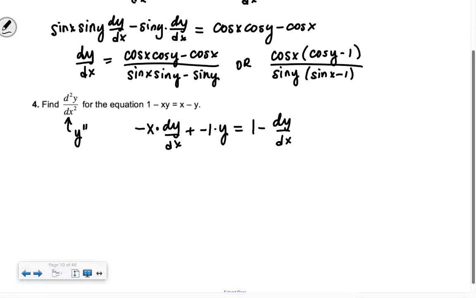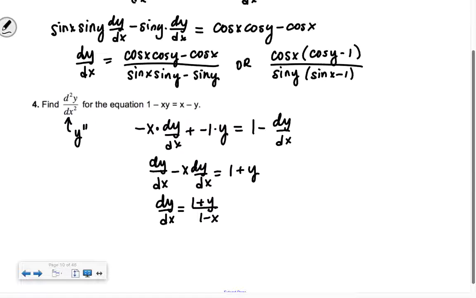We get all of our dy over dx's on one side, so I'm going to add my dy over dx over. So I get dy over dx minus x times dy over dx equals 1 plus y. So when I pull the dy over dx out, what would I have in parentheses? 1 minus x. So I'm going to divide that over. 1 plus y over 1 minus x.